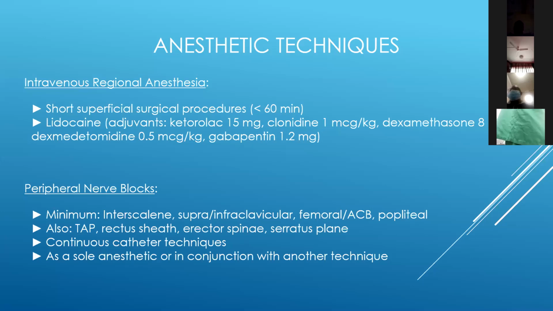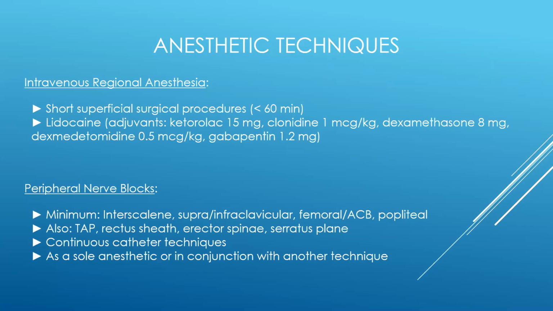Also, the TAP block has its role, the rectus sheath, and like I said, the erector spinae and the serratus plane. A lot of times continuous catheter techniques are used because these allow you to prolong the anesthesia and they have an opioid sparing effect. So it has a big role in that they're more ready to leave at the end of the procedure, they recover faster, and there's less nausea and vomiting. Nerve blocks can be used as a sole anesthetic or in conjunction with another technique.